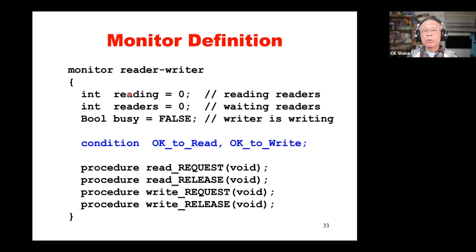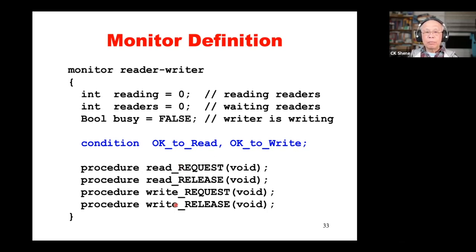Reading means those readers are actually accessing the database. Readers is a number of waiting readers. If some writer is writing, a reader must be blocked, so the readers count is increased. Busy is a Boolean variable. Initially it is false, meaning no writer is there. When a writer is writing, that writer sets busy to true. And the condition variables okay to read and okay to write are used as what we said.